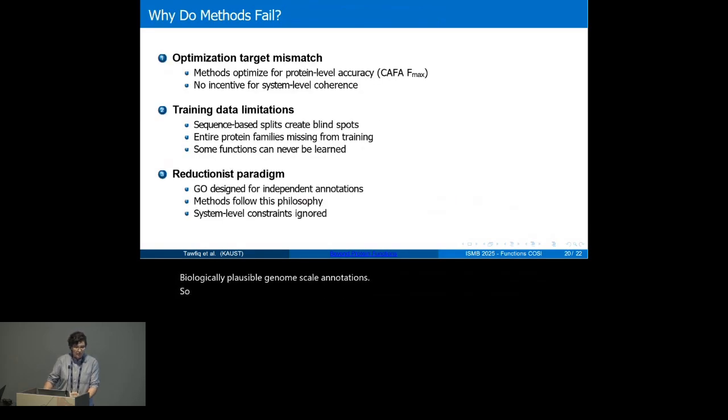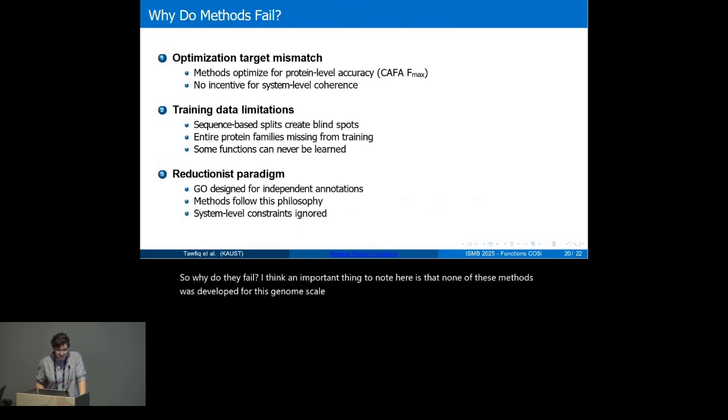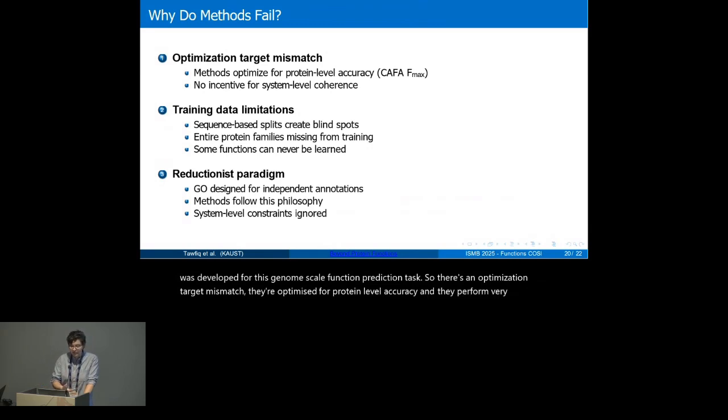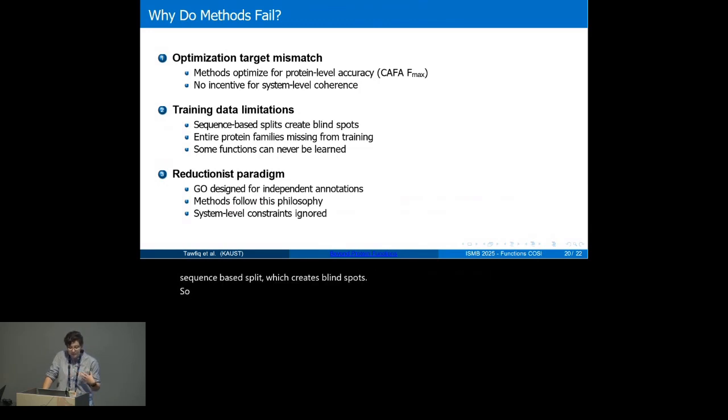So why do they fail? I think an important thing to note here is that none of these methods was developed for this genome scale function prediction task. So there's an optimization target mismatch. They're optimized for protein level accuracy, and they perform very well in that sense when we compare their Fmax. And they're not incentivized specifically for the system level coherence. The second is training data limitations. Most of these methods use a sequence-based split, which creates blind spots. So sometimes there are entire protein families that are missing from the training data. And so there are some functions that they never actually learn.